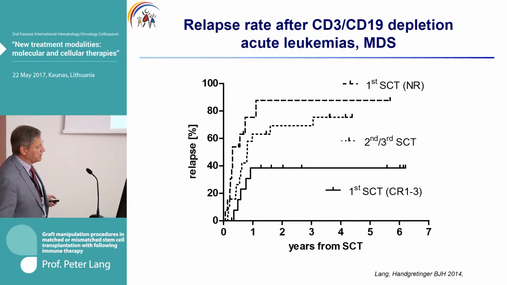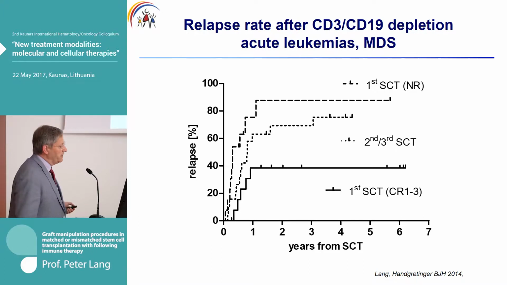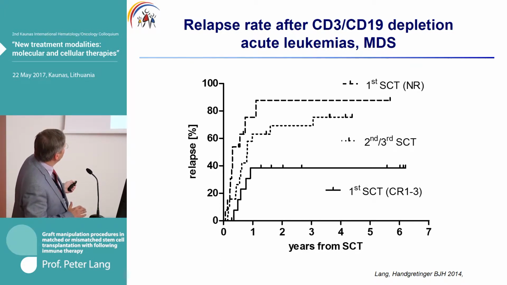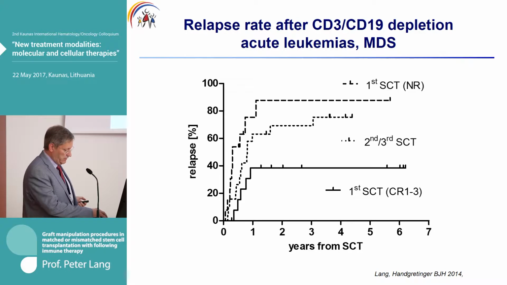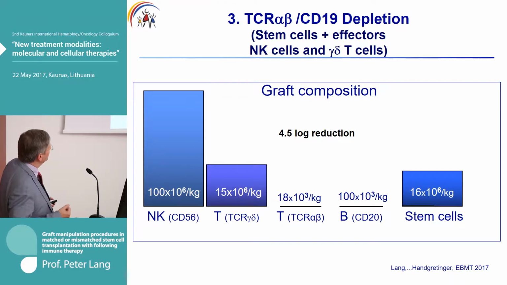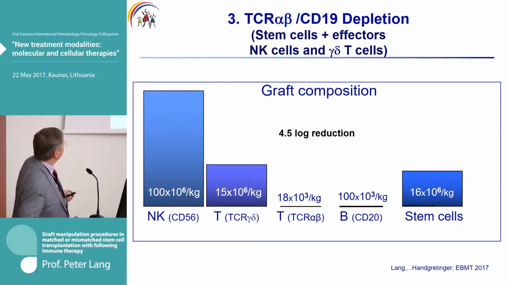However, the relapse rate after CD19 depletion was still unacceptably high in patients who did not reach a remission prior to transplantation. So patients with active disease at time of transplantation still remain an unsolved problem, whereas patients who achieved any remission prior to transplant had an acceptable relapse rate. Thus, we switched to the third approach, which is currently under investigation now in a multi-center clinical trial.